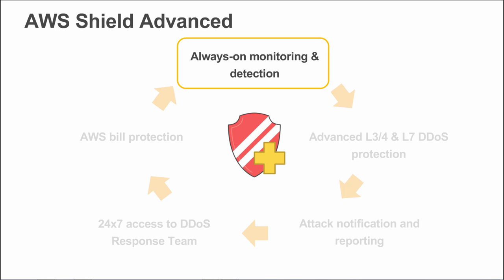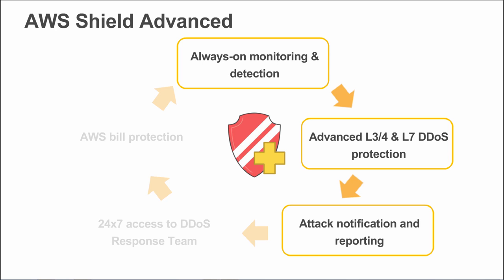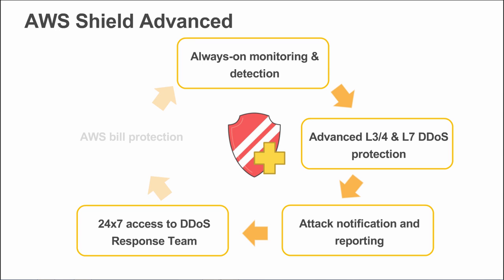Okay, now let's talk about specific capabilities that Shield Advanced provides. Shield Advanced provides 5 capabilities that I want to talk to you about today. There is always-on monitoring and detection. There is advanced protection at all layers. Attack notification and reporting, so that you know when attacks happen and what type of attacks happen. Then there is access to the DDoS Response Team, so that you can get additional help to mitigate DDoS attacks and also get help for best practices and analysis of DDoS attacks.